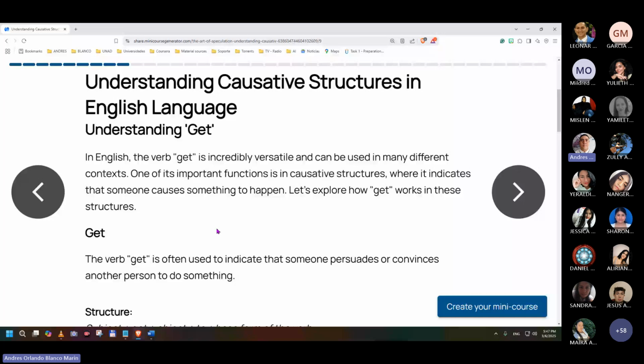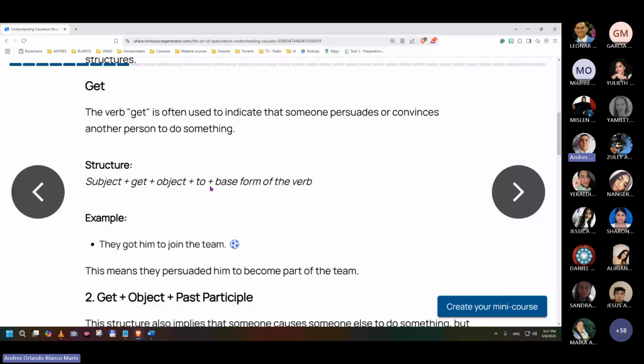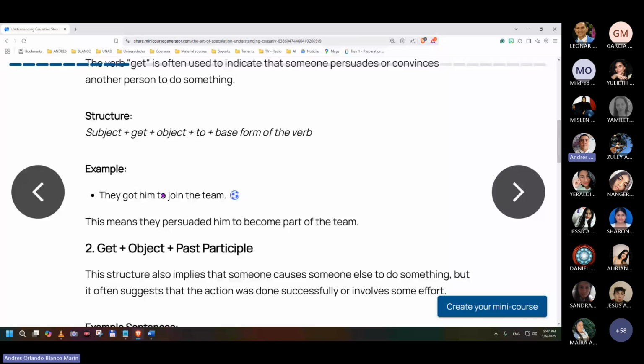And this structure is the only one with the particle to. Get, object, to. They got him to join the team. If you don't have the particle to, it would be a mistake. People will understand you, but it would be a grammar mistake. If you say they got him join the team, it will sound weird because to is used to indicate that this one is a causative verb and not a phrasal verb.